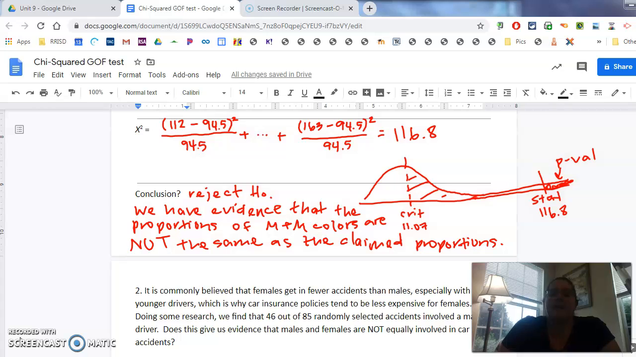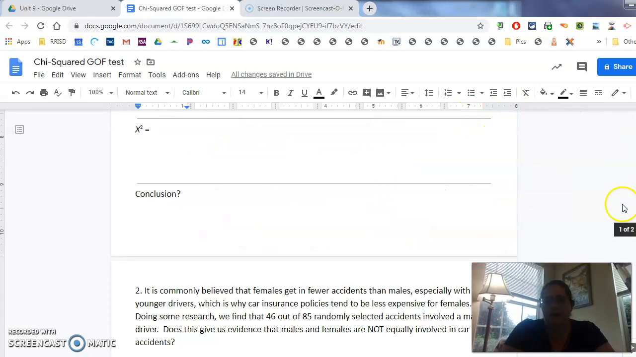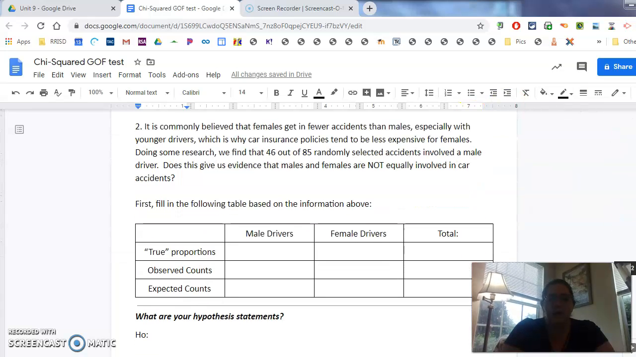So yeah, that is our goodness of fit test. I'm going to go through the other one a lot quicker, just to remind you of what that would look like. So I'm going to clear this out and go down to number 2.